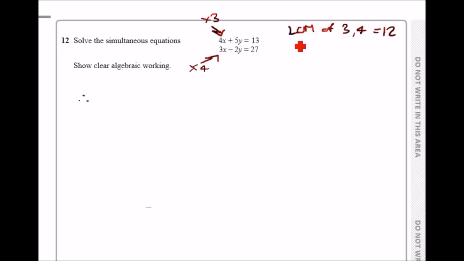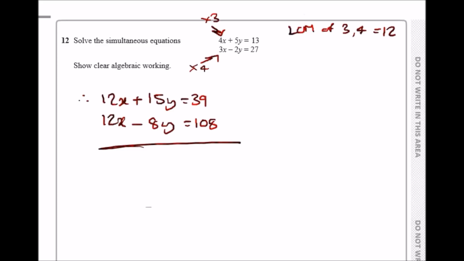The first equation, if you multiply by 3, you're going to get 12x plus 15y equals, 13 times 3 is 39. Multiplying the second equation by 4, you should get 12x, that's our target, minus 8y equals 27 times 4, 108. Double check that. 27 times 4, 108. Yes, good.